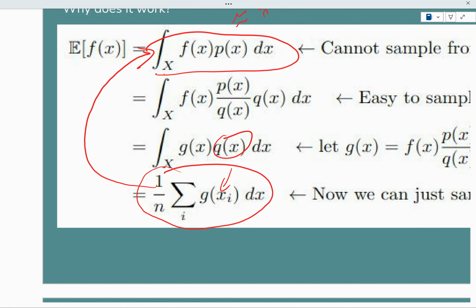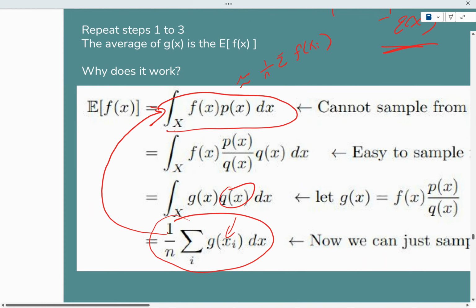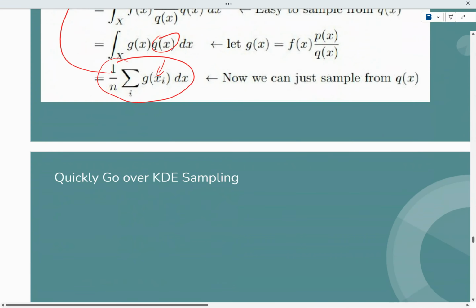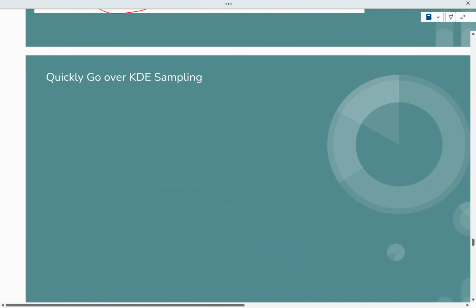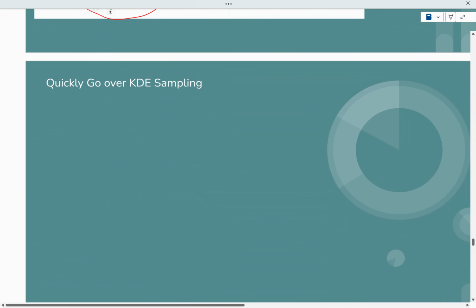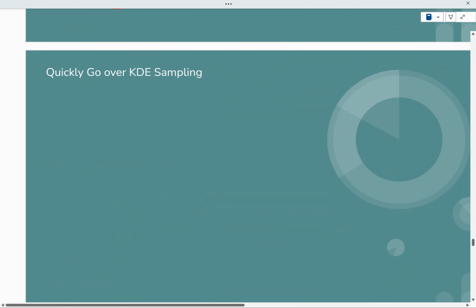So if you have a complicated integral and a distribution you don't know how to sample from, then importance sampling is an example of how you can do this. All right. There's also another sampling, KDE sampling. I'm going to leave KDE sampling to a separate video, so you can go over the KDE in that other video.